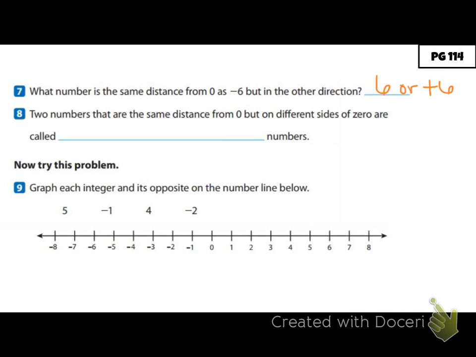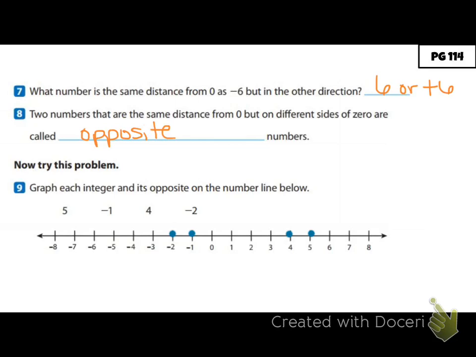Number 8, two numbers that are the same distance from 0, but on different sides of 0 are called blank numbers. We've been talking about it. They are opposite numbers. Now, try this problem. Number 9. Graph each integer and its opposite in the number line below. So the first thing I'm going to do is graph these numbers. So the first one is 5. So I come over here on the number line, I find my 5. -1 is here, 4 is here, and -2 is here.